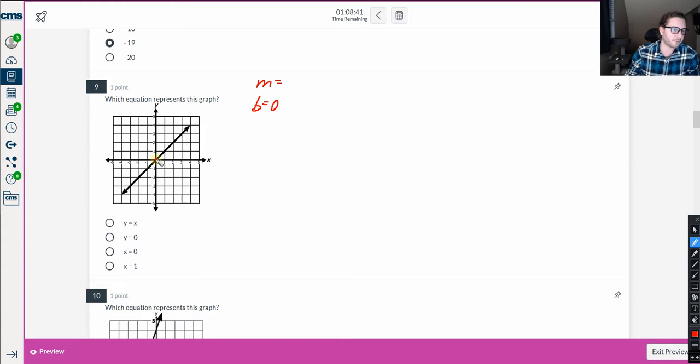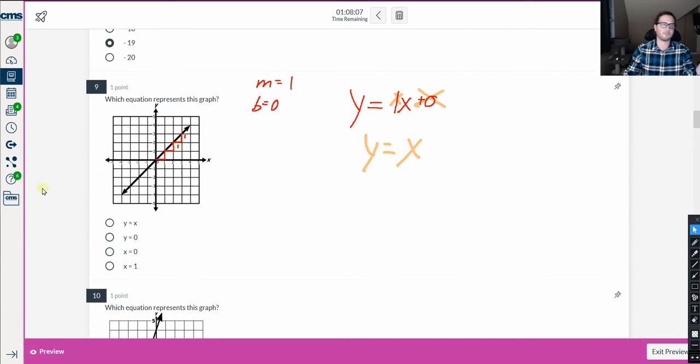As for the slope, it looks like we are going to the right by 1 and up by 1 every time. Well, that means my slope is going to be 1 over 1, which simplifies to just 1. So if I were to write a draft of my equation, I would have y equals 1x plus 0. Well, first of all, you don't really need to write plus 0. It's kind of ridiculous. And second of all, you don't need to write 1 times x. That's kind of ridiculous. All you need is y equals x. That's all we need for this equation. So that's what we're going to leave for number 9.